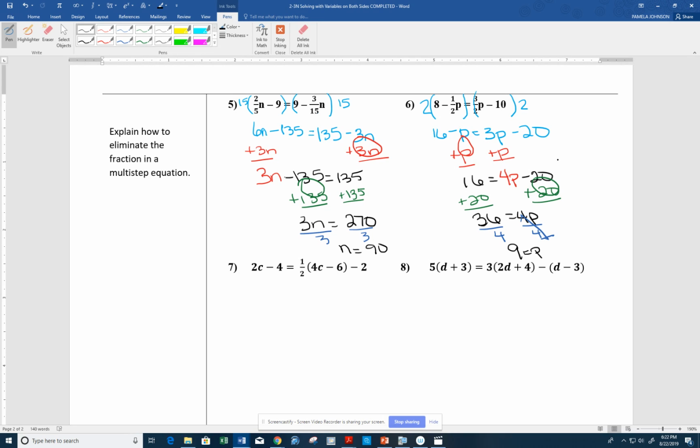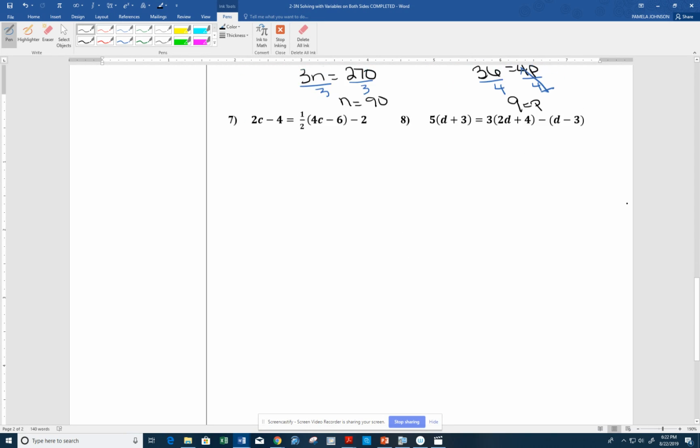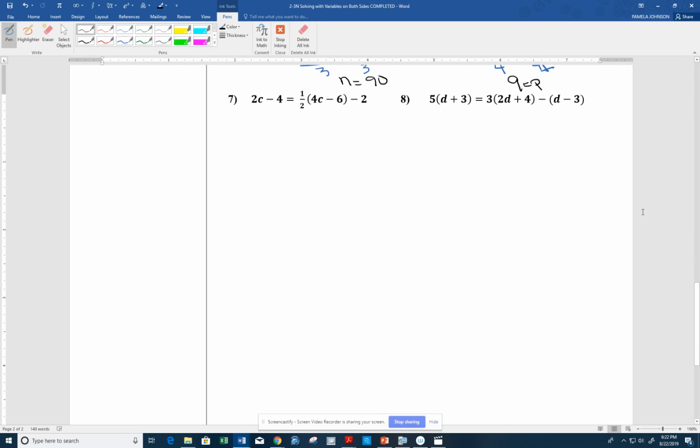Now, let's look at 7 and 8. 7 and 8 are kind of special equations for us. I want to make sure I have plenty of room so I can write some things here for you. We're going to start them out the same way. We're going to solve by simplifying each side and then moving our variable to one side and our constant to the other. I'm just going to leave it all in one color for right now.